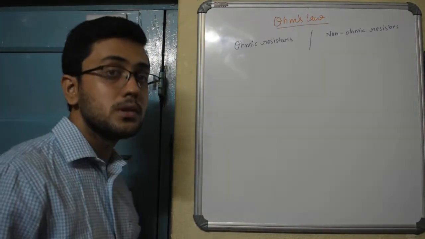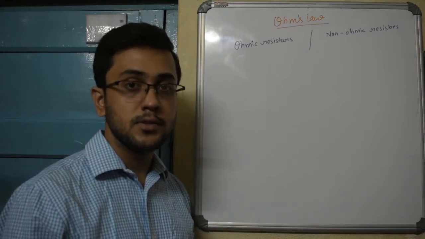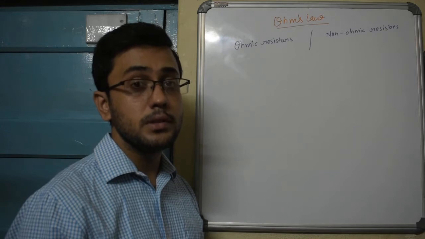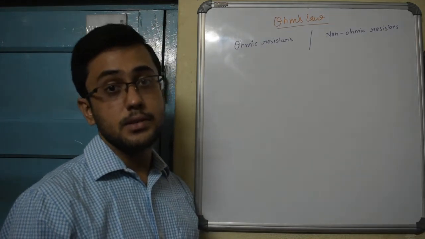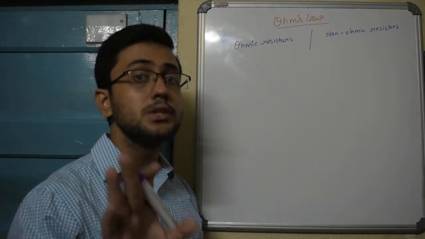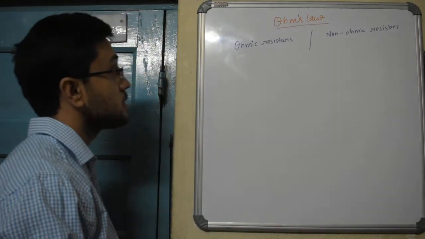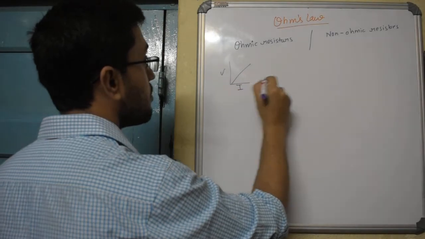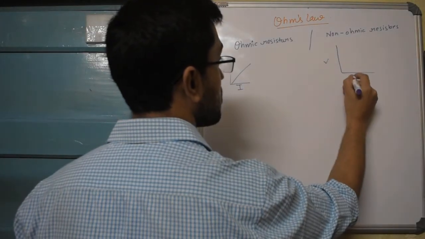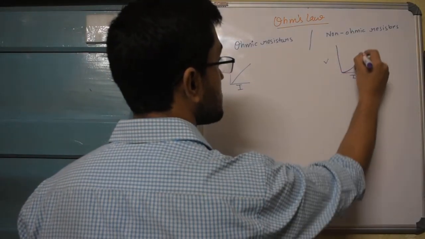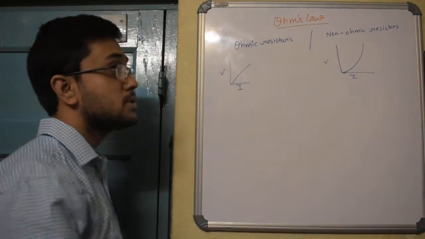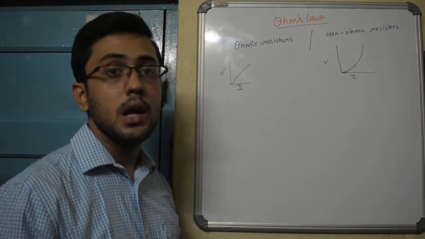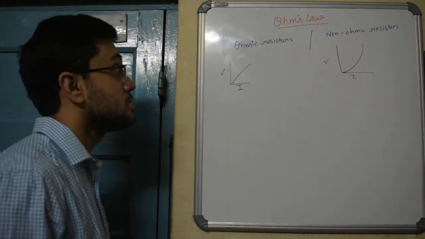As I said, Ohm's law basically says that the current flowing across the ends of a conductor, when a certain potential difference is applied, is directly proportional to that potential difference, provided the temperature remains constant. So ohmic resistors simply follow this VI curve, but the non-ohmic resistors don't. For them the VI curve is some kind of a curve like this, it is not a straight line. So even if the temperature remains constant, they do not obey the constant VI relationship.